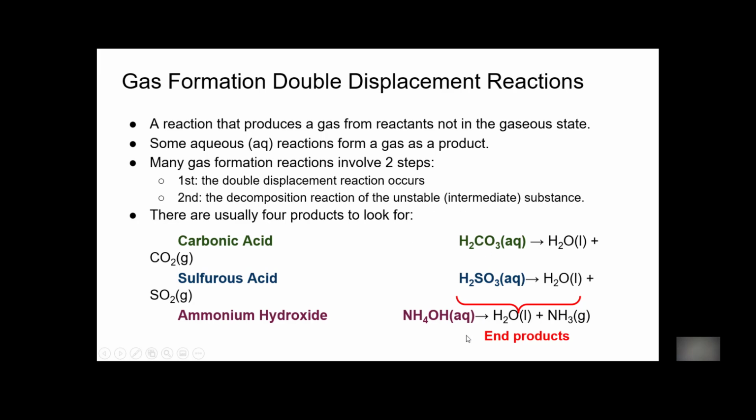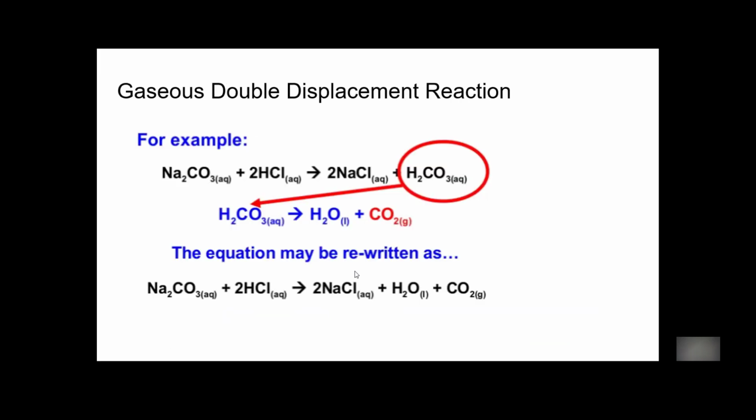Well, these are unstable. They're not going to stay. If you left them as this, it would be incorrect. Carbonic acid is unstable. It will decompose to water and CO2. Sulfurous acid is going to decompose to water and SO2. And ammonium hydroxide is going to decompose to water and ammonia. So there are things to look for to make sure you understand this.